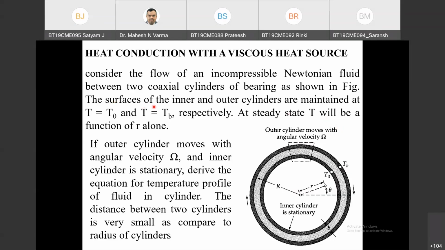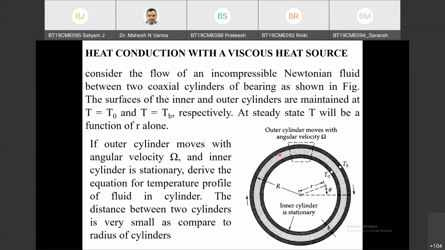Okay. So the surface temperature of the inner and outer cylinder is maintained. The surface temperature of the inner cylinder is forcefully maintained at T0 by removing or adding heat based on whatever the temperature of the fluid, and the surface temperature of the outer surface is maintained at TB respectively. At steady state, T will be a function of r alone because the distance is very, very small, and L is very, very large, so neglecting end effects, and this is symmetric around theta. So T is a function of r only.